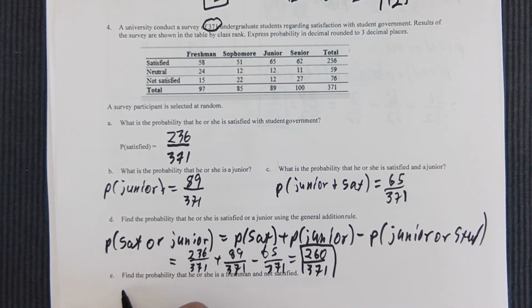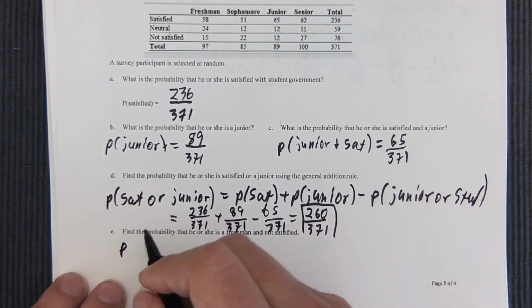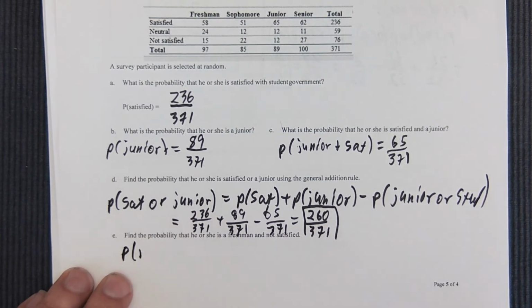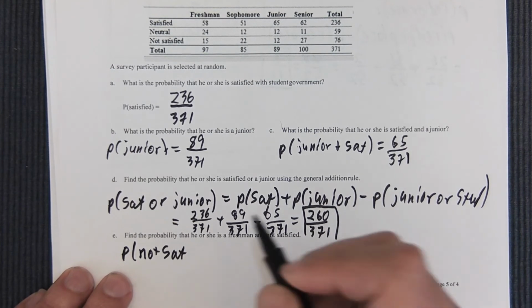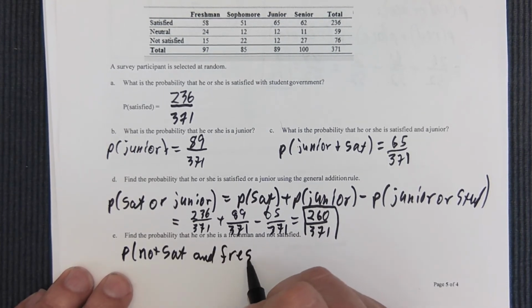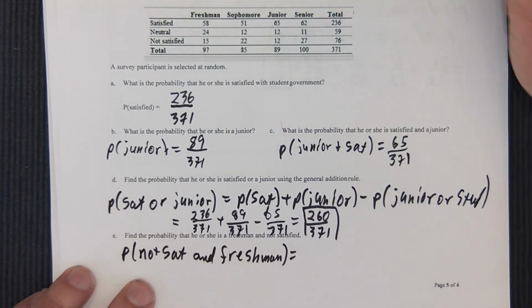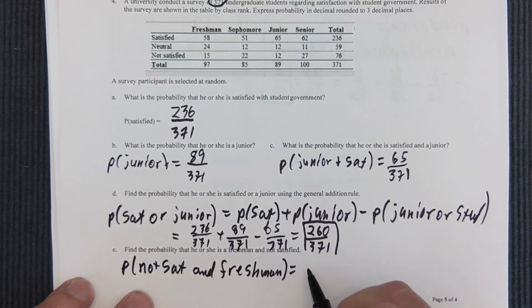And for the last part here, find the probability that it's a not satisfied and a freshman. Well, again, we're going to go to the table. Here's not satisfied, and here's freshman, so that's going to be a total of 15 out of 371.